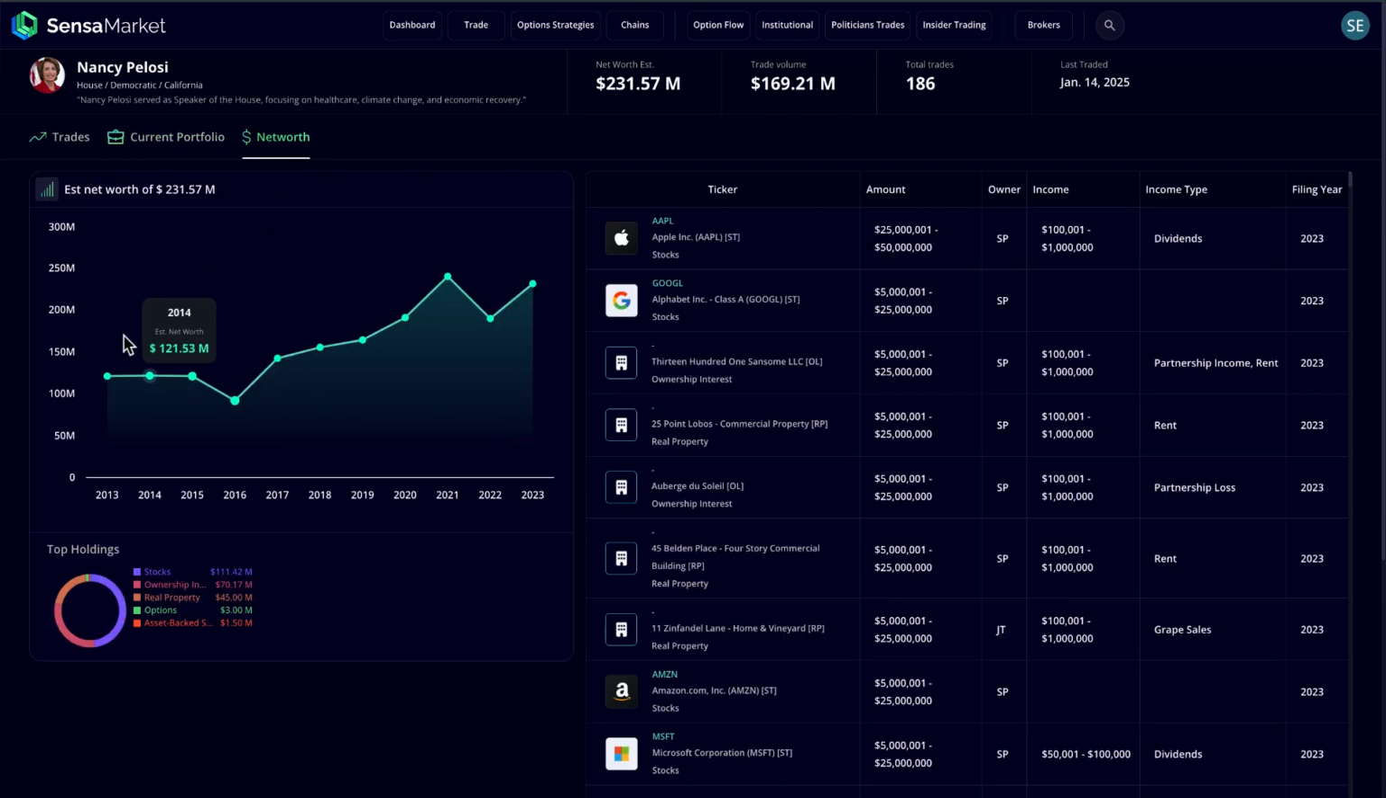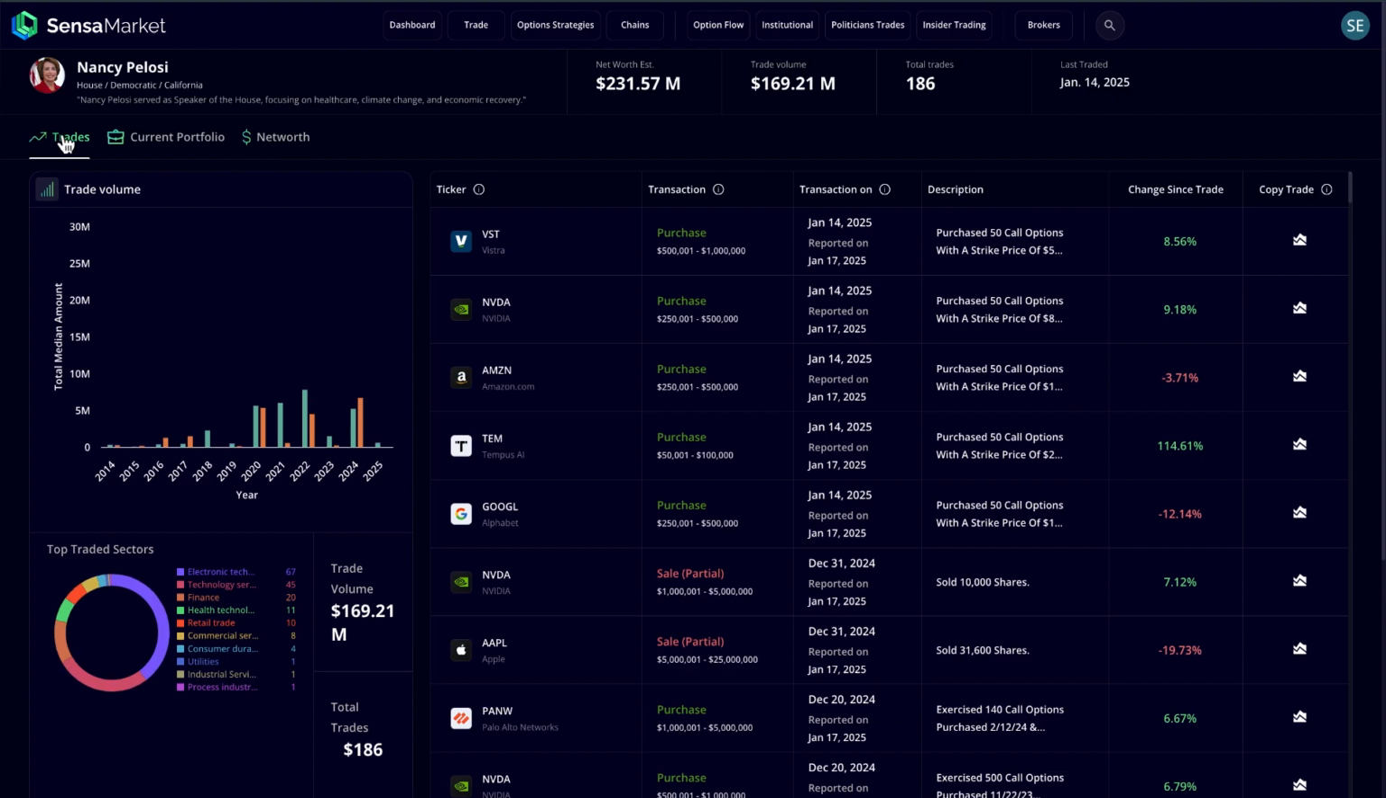The Net Worth tab provides a broader financial picture. You see a line graph charting their estimated net worth over time. A donut chart breaks down their top holdings by asset type, such as stocks, ownership interests in companies, and real property. The main table gives a detailed list of these assets, including the amount range, the owner, like SP for spouse, the income generated, the income type, like dividends or rent, and the filing year.